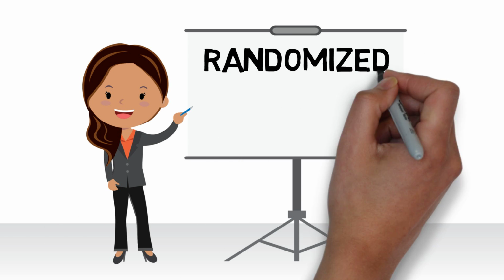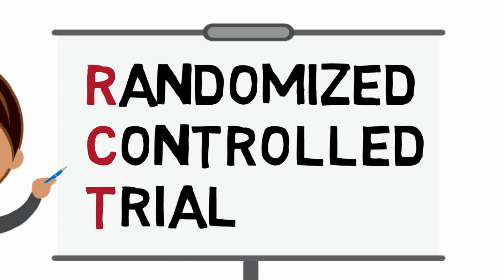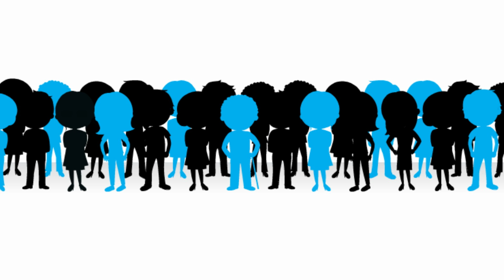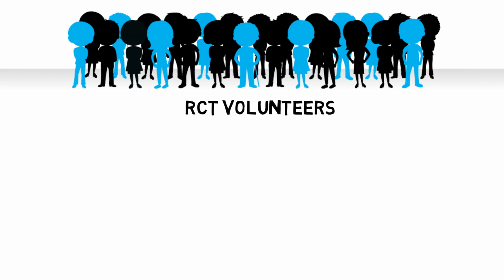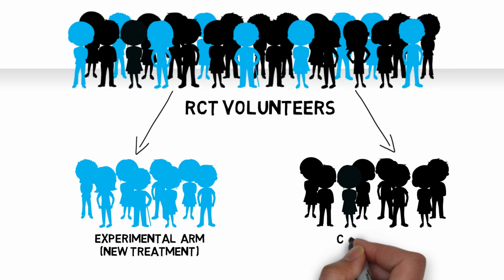One common type of clinical trial is a randomized controlled trial, or RCT. To find out if a new intervention works, researchers compare it to something they already understand. To do this, they put participants into groups. The different groups in a study are called arms. The experimental arm is the group assigned to the intervention being tested. The control arm is the comparison or usual care group.